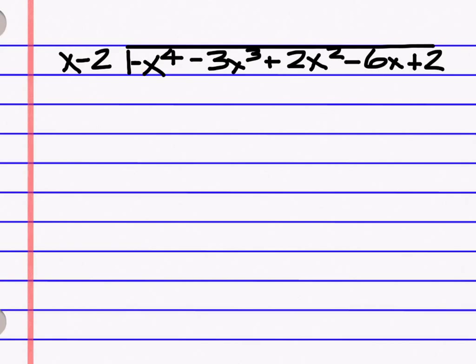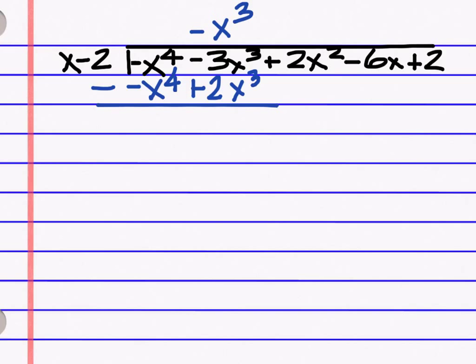Example 1. What do I do first? X to the third. Negative x to the third. Yeah, we have negative x to the fourth, and this times something must give me this, so it is indeed negative x to the third. So now I have to multiply this by these two items. That's going to be negative x to the fourth plus 2x to the third.